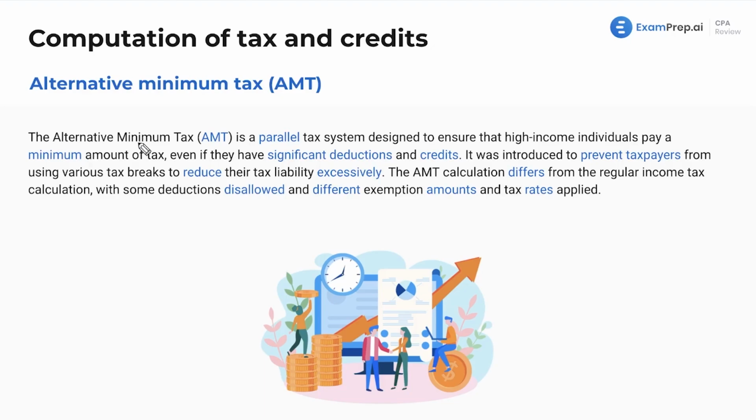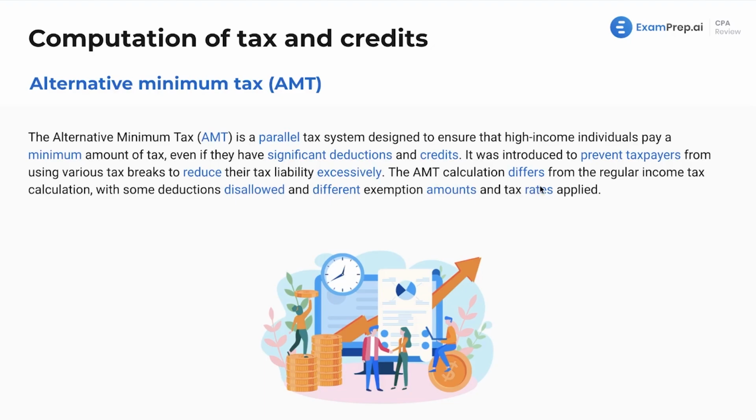Now, the AMT, this does exist. I mean, it's not like it doesn't exist. It's just, it went through significant changes after the Tax Cuts and Jobs Act, and it's, again, not tested on the exam. So this is a parallel tax system. It's an alternative minimum tax, making sure you pay a minimum tax that's alternative to how the normal system works. It's designed to ensure that high-income individuals pay a minimum amount of tax, even if they finagle the system and use significant deductions and credits. It was introduced to prevent taxpayers from using various breaks to reduce their tax liability excessively.